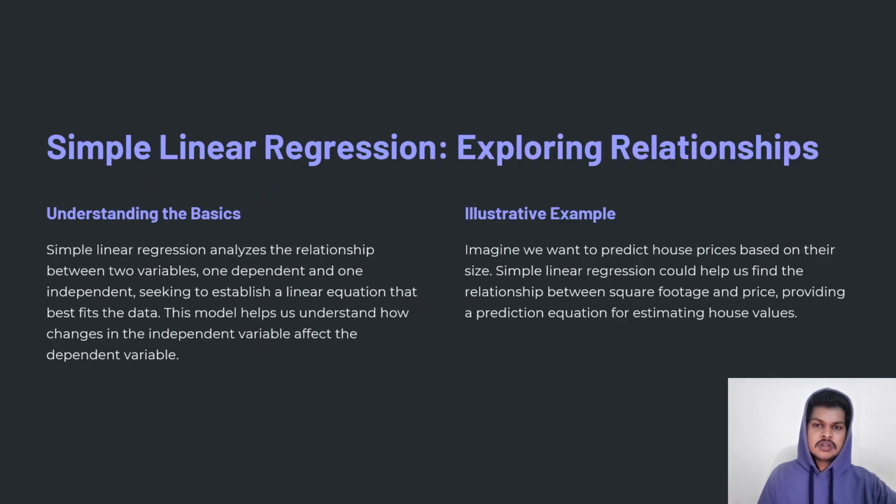Simple linear regression. Let's understand the basics. Simple linear regression analyzes the relationship between two variables, one dependent and one independent, seeking to establish a linear equation that best fits the data. This model helps us understand how changes in the independent variable affect the dependent variable.